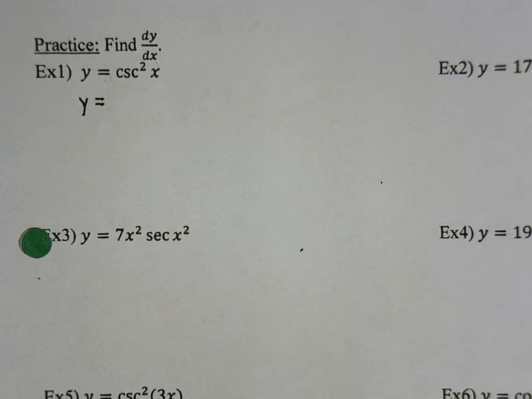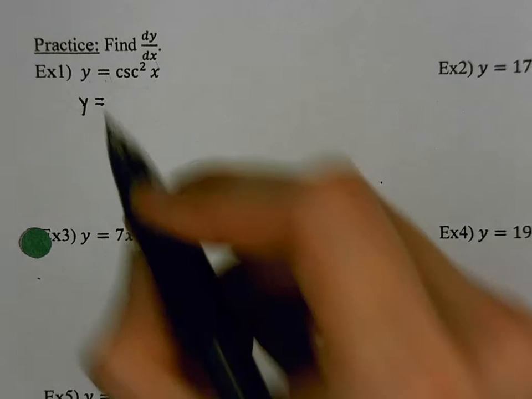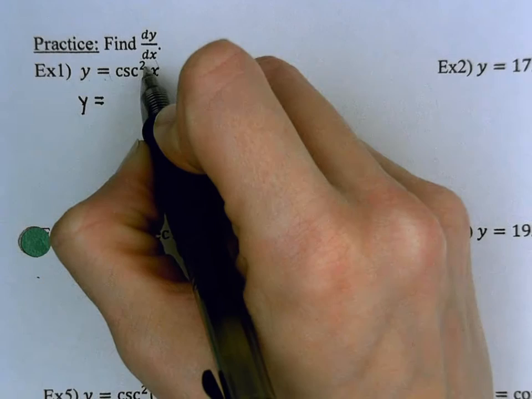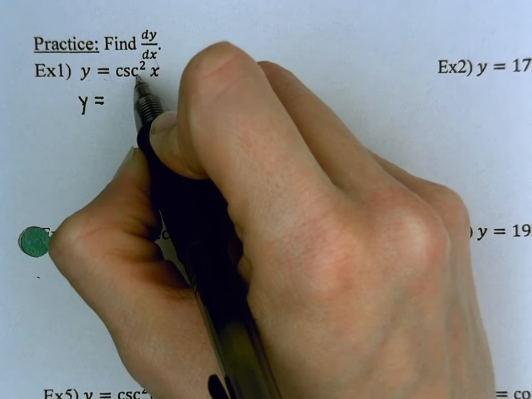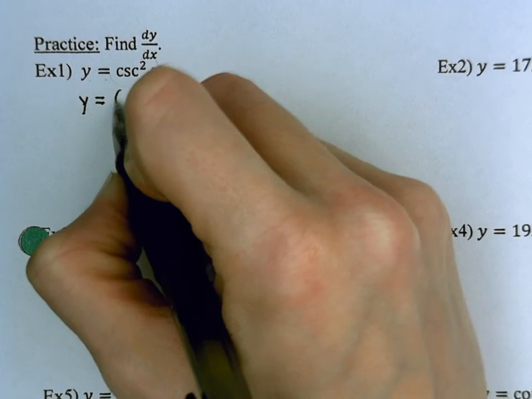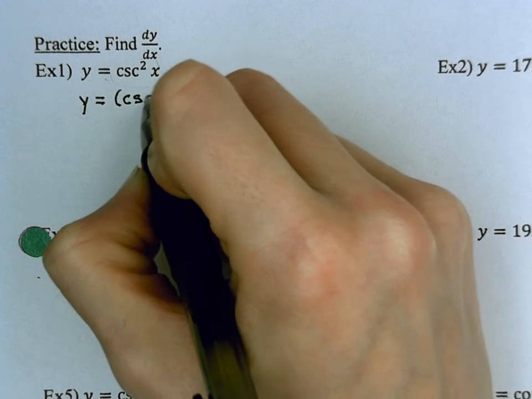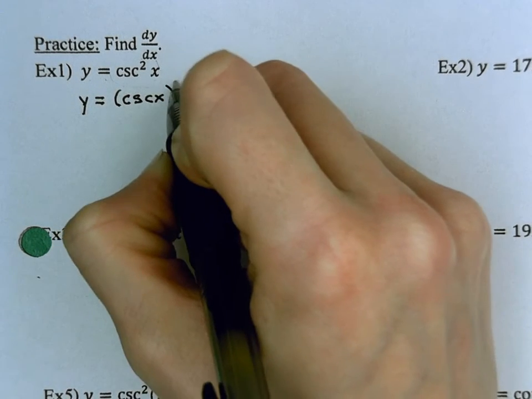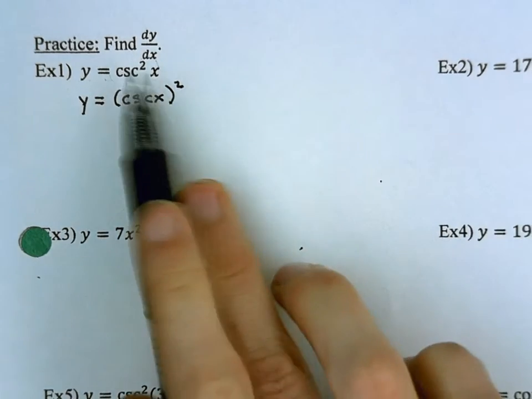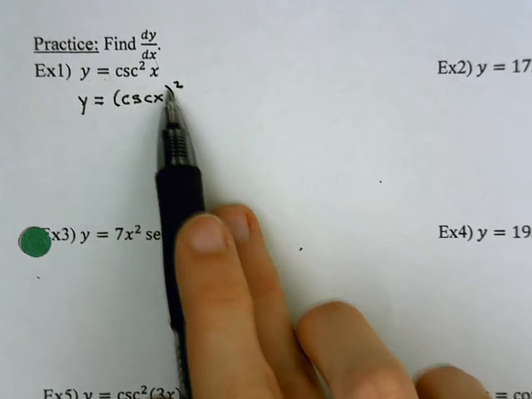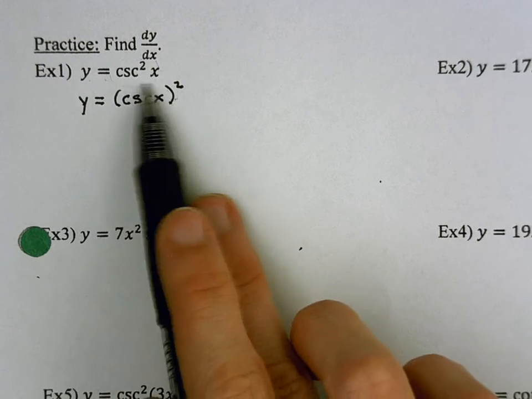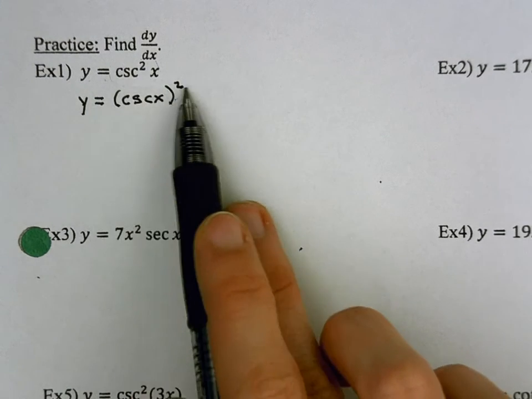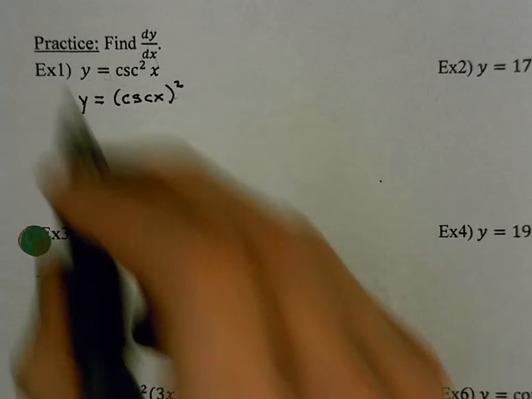And we rewrite it with parentheses so we can see the 2 functions of our chain rule, the composite function, right? Because this squared is attached to the cosecant, when I rewrite this, I'm going to rewrite the cosecant x in parentheses with the squared on the outside. The squared is attached to the cosecant, meaning the whole function, right? And so the squared goes on the outside.